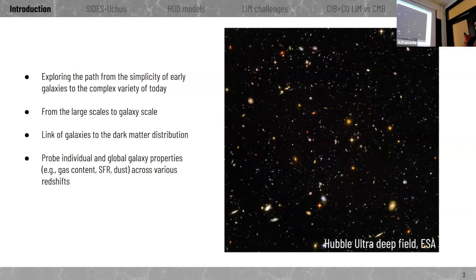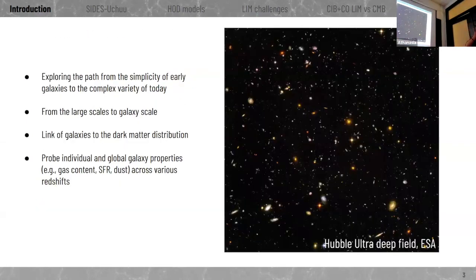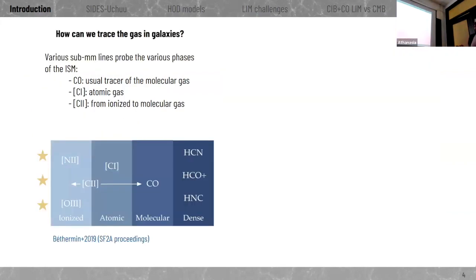understand how the different properties of the galaxies, like the gas, the stars and the dust, how they evolve and how they interact with themselves at different redshifts. How can we trace different properties of the galaxies? Starting with the gas. Here you can see a simplistic representation of the distribution of gas around the stars.